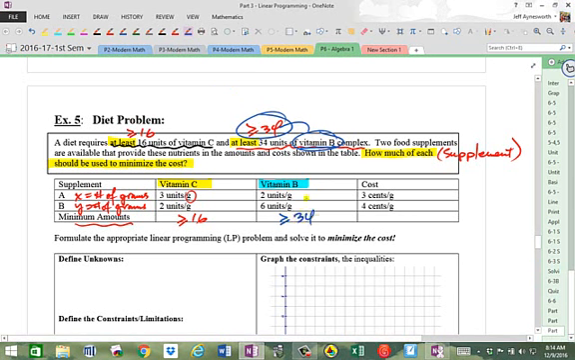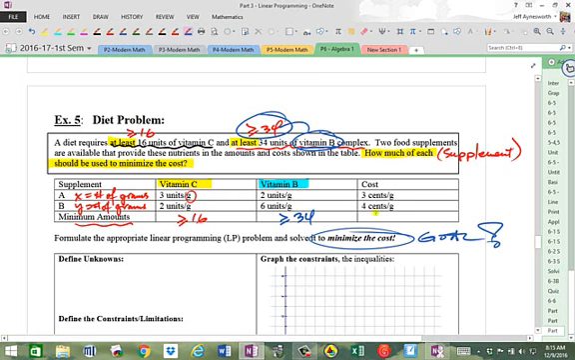Now they cost different amounts too. Notice in the table, each costs differently. Supplement A costs 3 cents per gram and supplement B costs 4 cents per gram. So there's a cost involved. The question is, how much should you take of each to minimize the cost? You want to minimize the cost while maintaining a healthy diet because you don't want to spend too much. So we have to write a cost function.